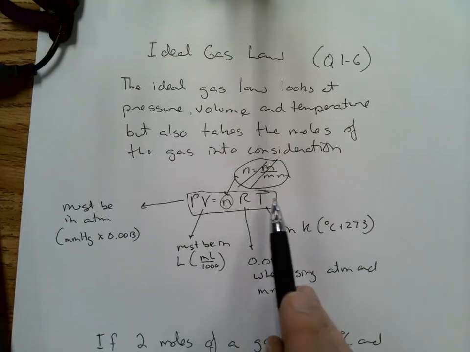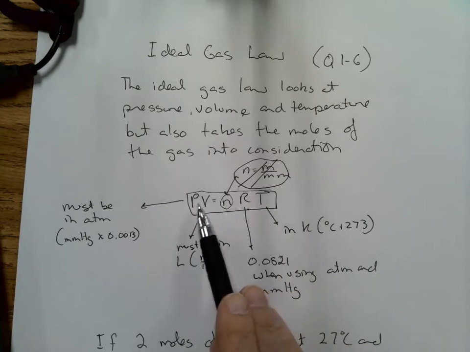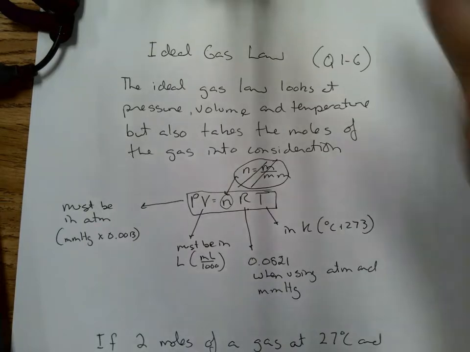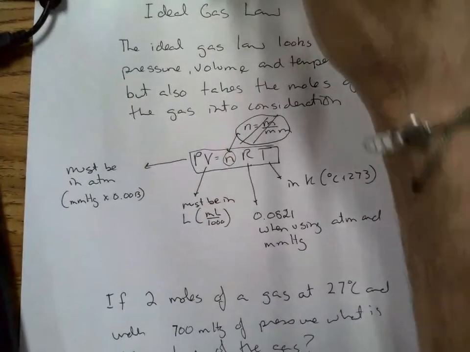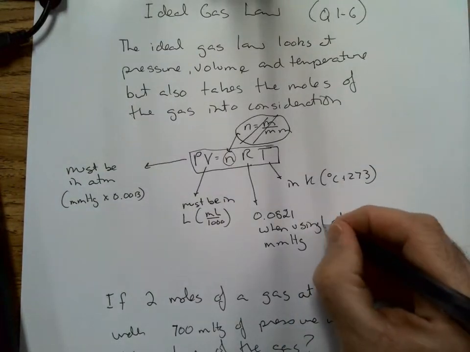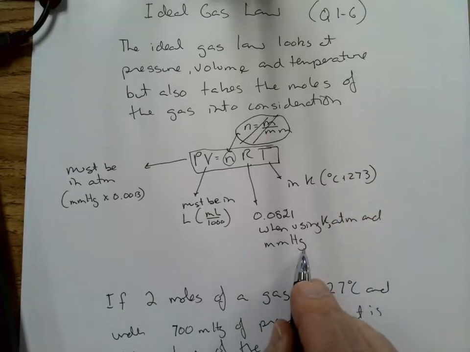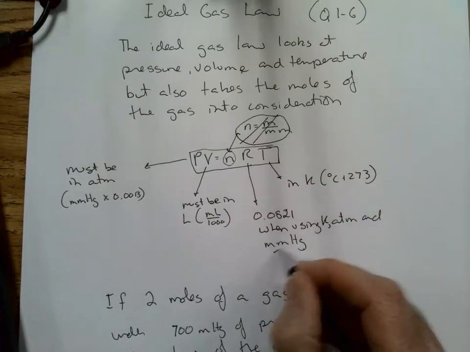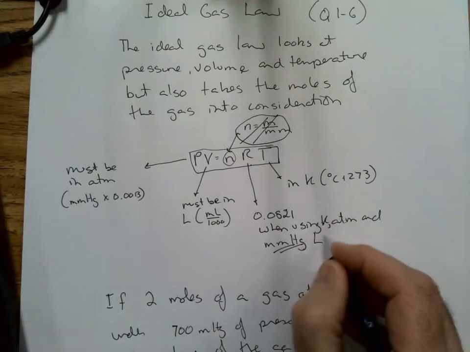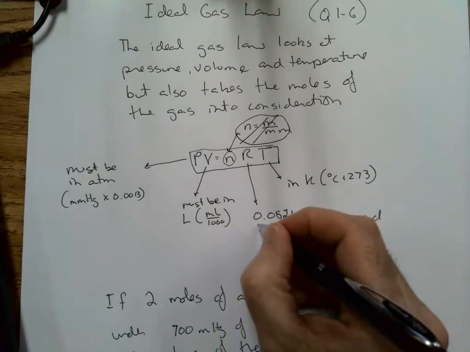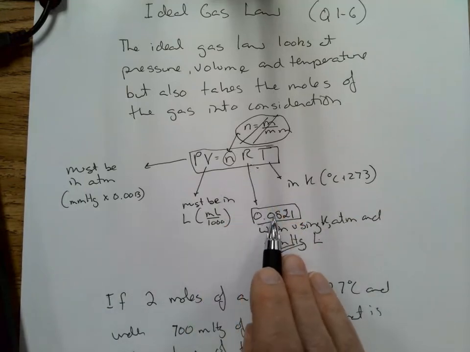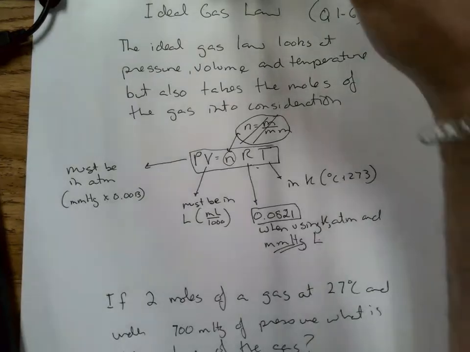R is a constant that ties together the units for temperature, volume, and pressure. It is 0.00821. I didn't write the units in here. I'm not going to confuse you with that, but whenever you're using ATMs and liters, so kelvins, ATMs, and liters, you must use 0.0821 as your R value, your constant. That's 0.0821.